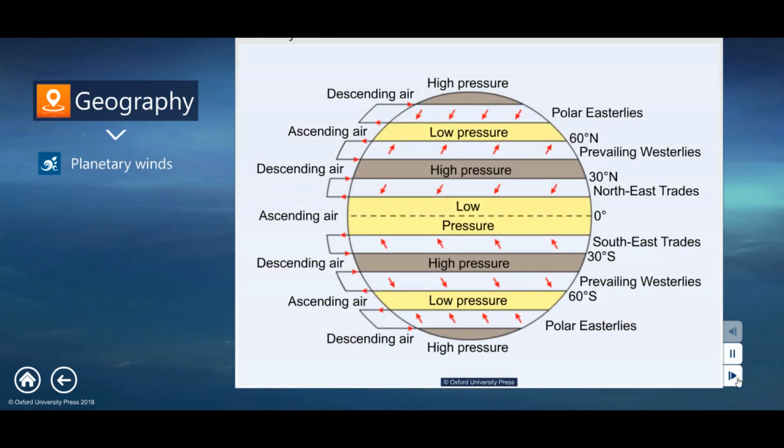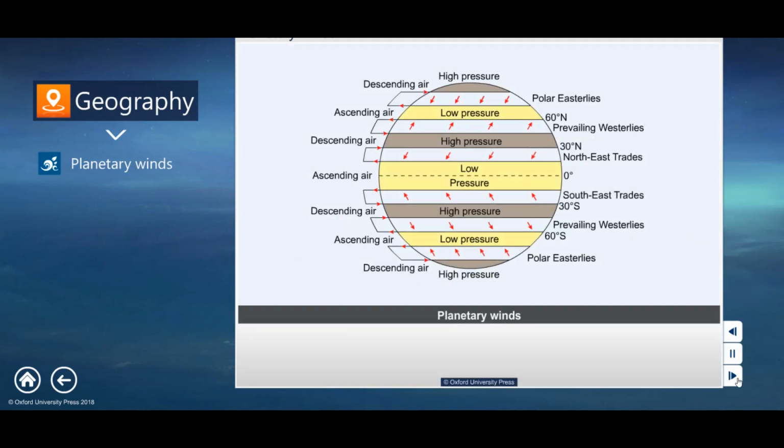Planetary winds. Planetary winds are also called permanent or prevailing winds as they blow the year round in the same regions. There are three types of planetary winds: trade winds, prevailing westerlies, and polar winds.